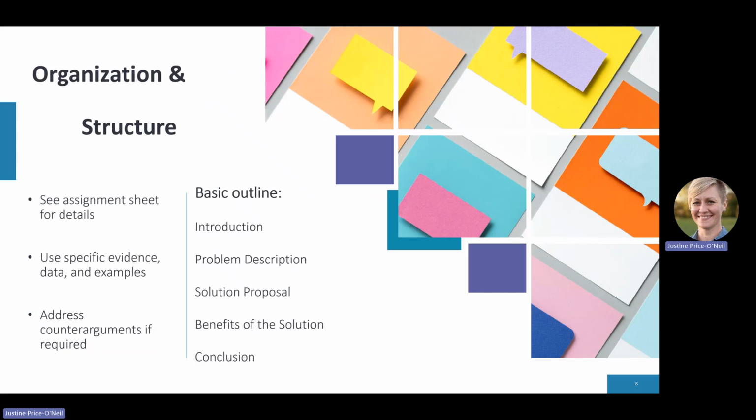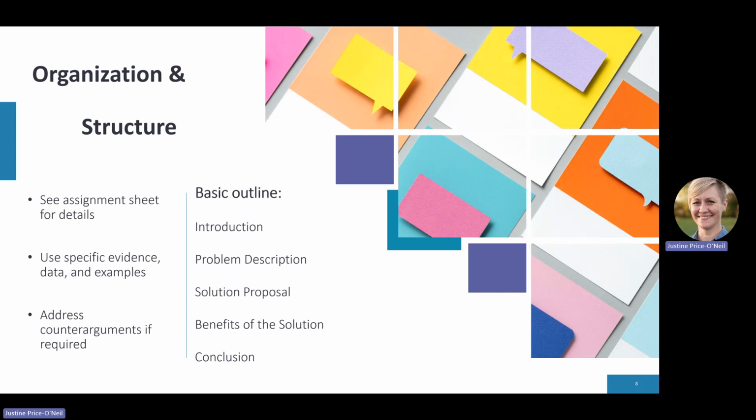Now, if your assignment sheet doesn't include specific details about how to structure your essay, this is an example basic outline that you might follow. So you would first have the introduction. We'll talk more about that in a bit, about what you would do in the introduction. Then you would have a paragraph or several paragraphs to describe the problem in detail and use your resources to do that. Next, you'd move to the solution.